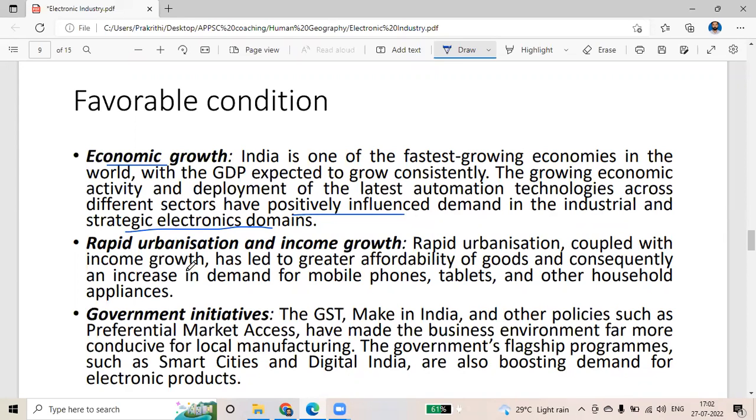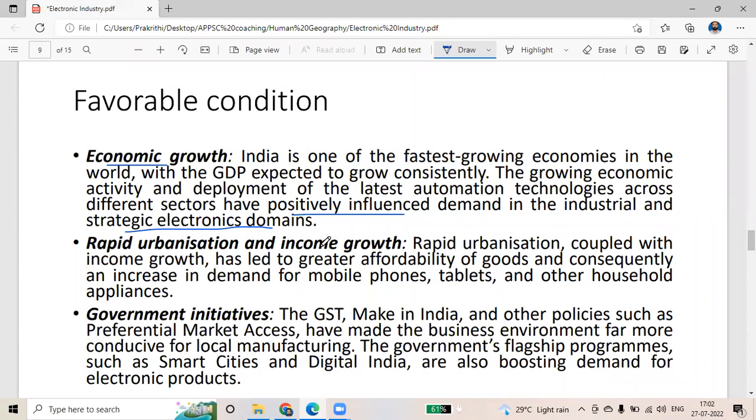Then rapid urbanization and income growth. Same सर, urbanization increase हुआ है, हाथ में पैसा भी बढ़ गया है. So our demand is not for the basic infrastructure, but for facilities. More and more facilities हमको चाहिए. Phones, tablets, computers, laptops, ये सब चीज.